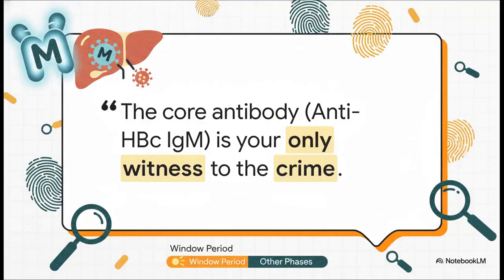So what's the takeaway? The absolutely critical point is this. You have to check the anti-HBc IgM. During that window, the IgM core antibody is the only thing that will be positive. It's your only witness to the crime. Let me say that again. Never, ever rule out acute hepatitis B without checking the core antibody.